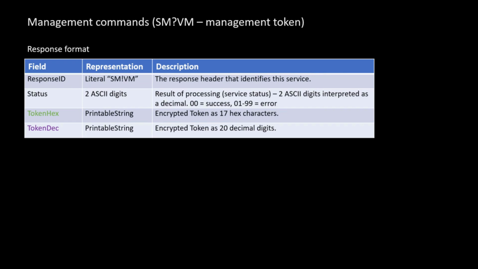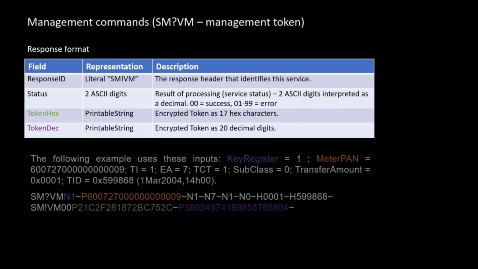The response format is an SMVM. The status code, once again, is 2 ASCII digits. Then you get the token in hex, which is in a printable string format, 17 hex characters, and the token in decimal format, which is a printable string, and it'll be 20 digits. So you get it in both formats.